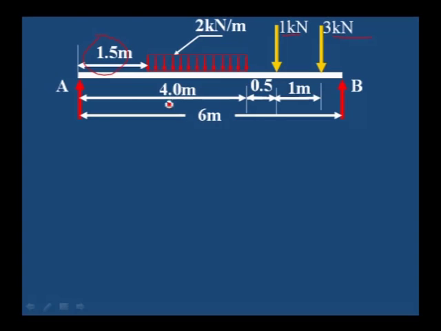We have to calculate. The total span is 6 meter, and from A to the end of the uniformly distributed load is 4 meter. 4 minus 1.5 is 2.5. This uniformly distributed load is acting for a distance of 2.5 meter. And two point loads are acting after the uniformly distributed load, at a 0.5 meter distance, and another one is 1 meter distance from the next load.